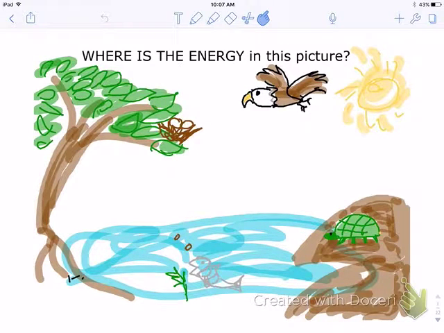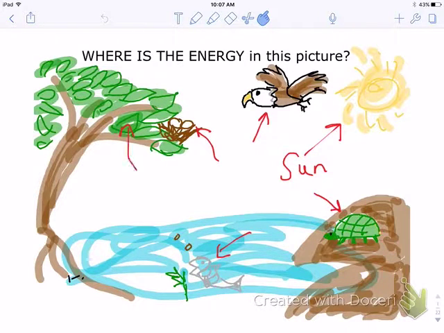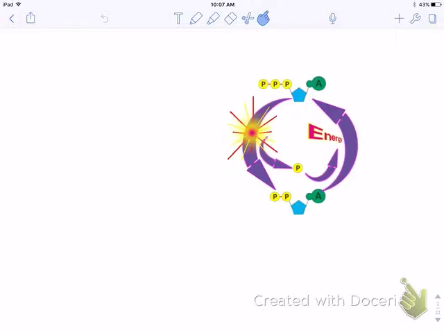So to review, we talked about energy and how the sun is the ultimate source of energy for living organisms. We talked about how the eggs provide energy for different organisms, that the eagle is using energy to fly, the turtle uses energy to move, the fish uses energy to move, and the leaves are producing energy through photosynthesis. This was our brainstorm on this unit, which is our energy unit.